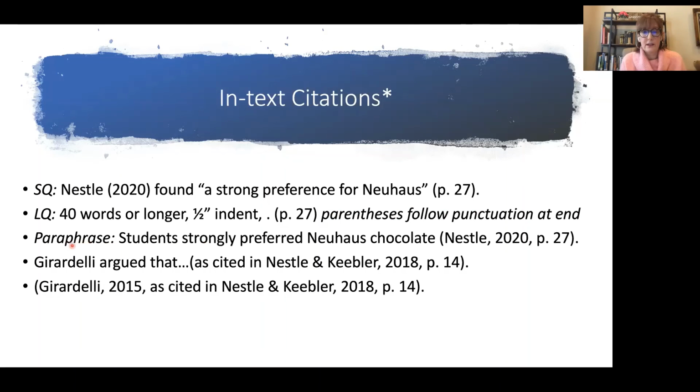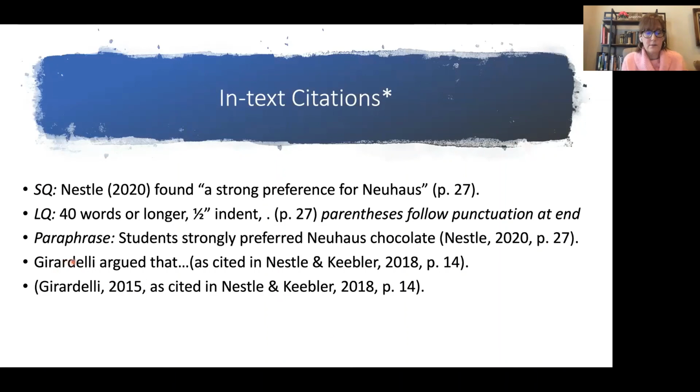And then if you're using a paraphrase, like in my example, students strongly preferred Newhouse chocolate, then you would also add the direct page reference on which you found that. And here's the other thing about references, citations. You give as much information as you can. The purpose behind these things is, one, you want to give credit where credit is due, and not plagiarize. But you also want to help the reader locate the information that you have provided, so if they wanted to go look at it themselves, they could.